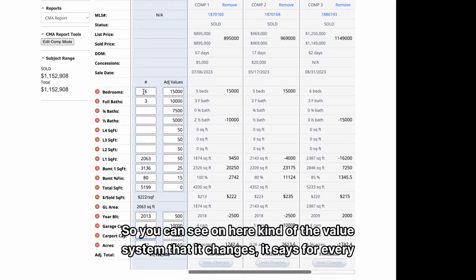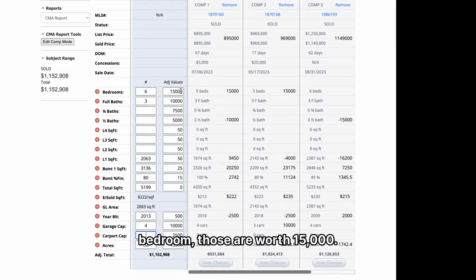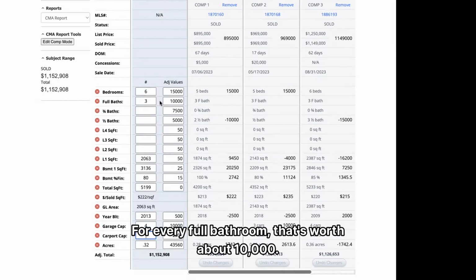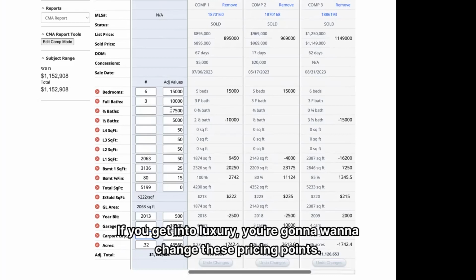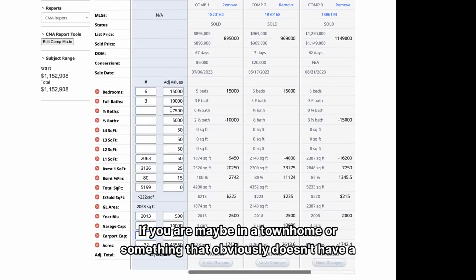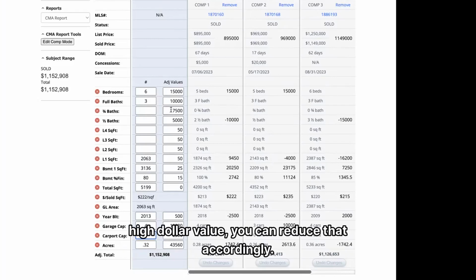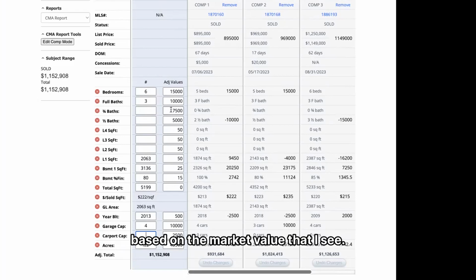Okay. So you can see on here kind of the value system that it changes. It says for every bedroom, those are worth 15,000. For every full bathroom, that's worth about 10,000. A 3/4 bath, about 7,500. If you get into luxury, you're going to want to change these pricing points. If you are maybe in a townhome or something that obviously doesn't have a high dollar value, you can reduce that accordingly. But these are kind of my standard go-tos right now based on the market value that I see.